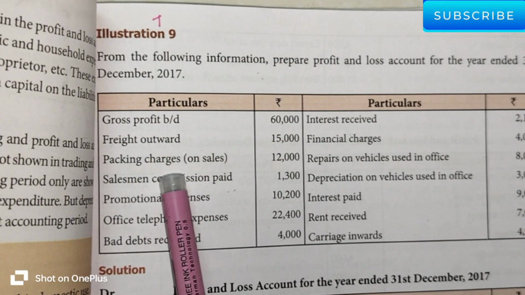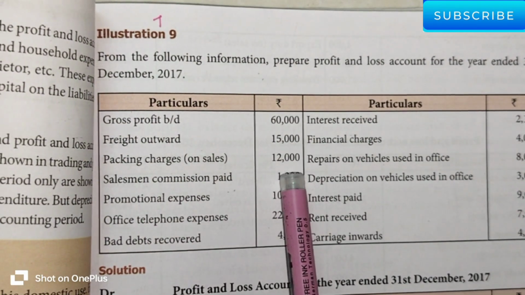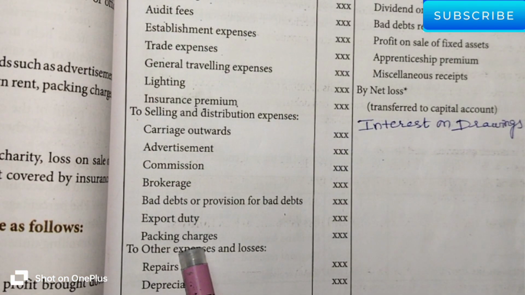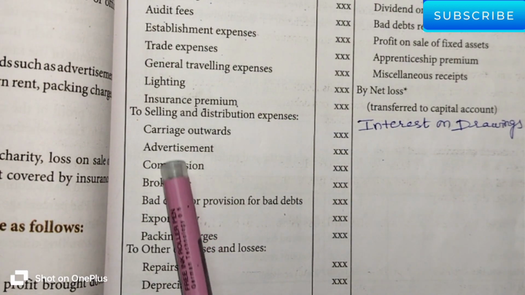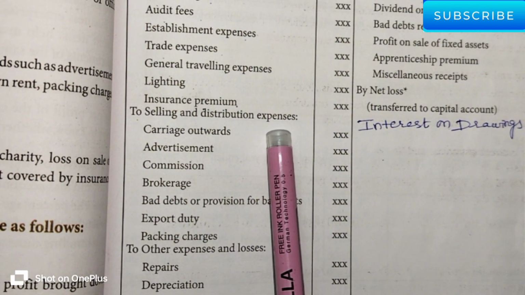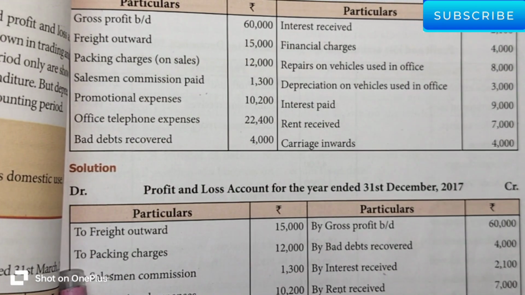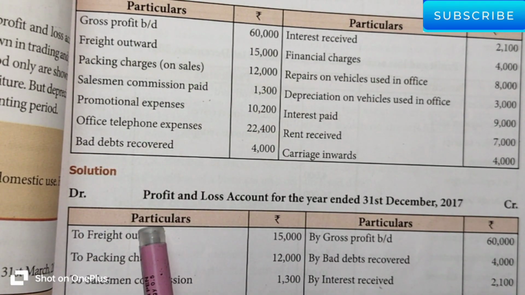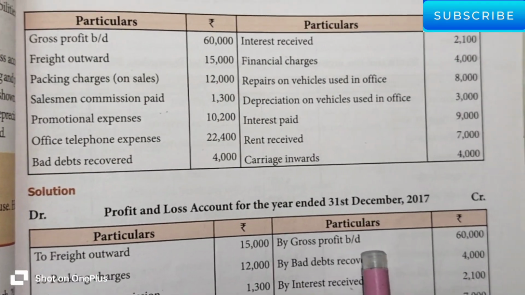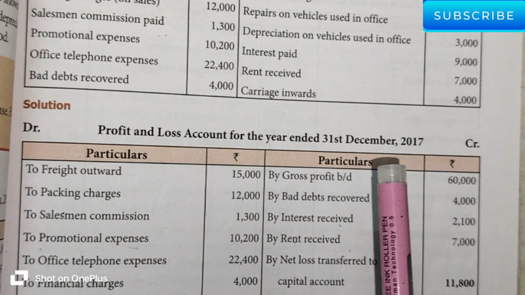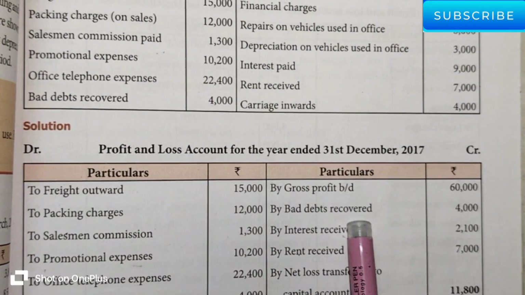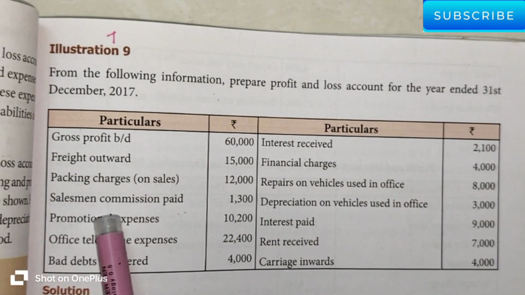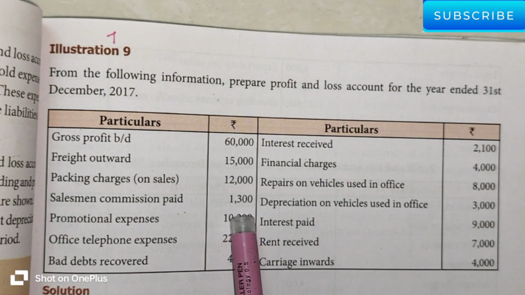Then packing charges on sales 12,000 rupees. As per the profit and loss account format, packing charges comes under selling and distribution expenses. So you have to enter packing charges on the debit side of the profit and loss account. Listen carefully, all the indirect expenses and losses you have to enter on the debit side of the profit and loss account, and all the incomes and gains you have to enter on the credit side of the profit and loss account.